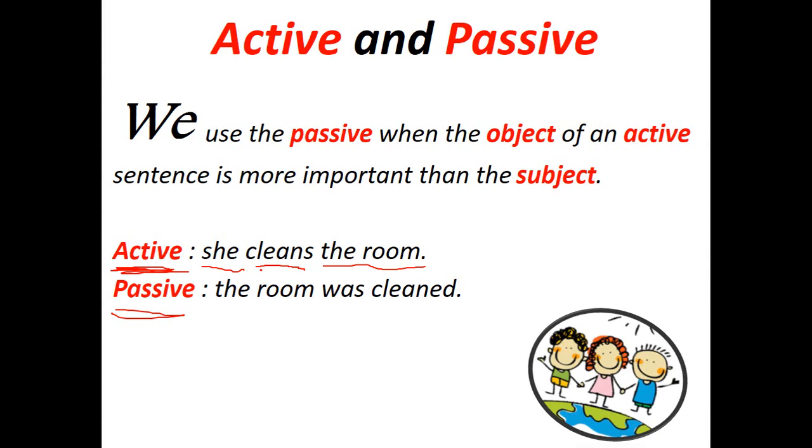Okay, so she is the subject. As you know, we have, for example, he, she, it, I, we, you, they. These are subjects. After the subject we have verb. What are these? For example, we have go, clean, listen, read, work. These are verbs.